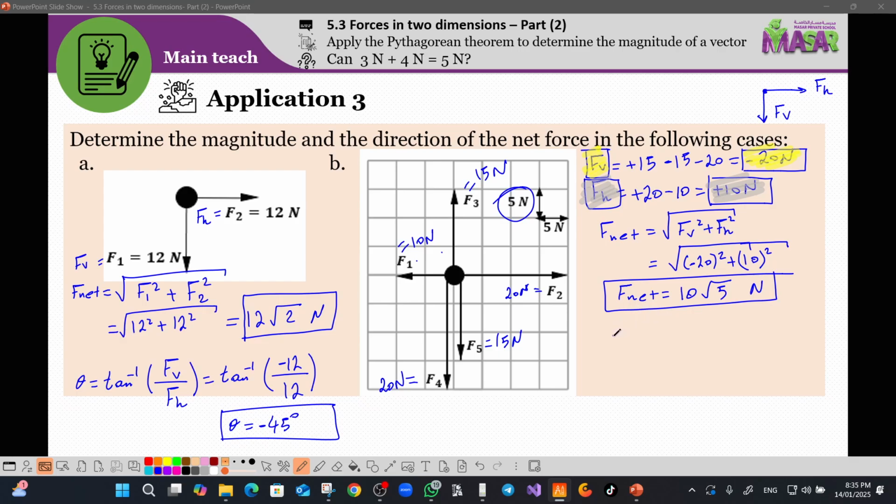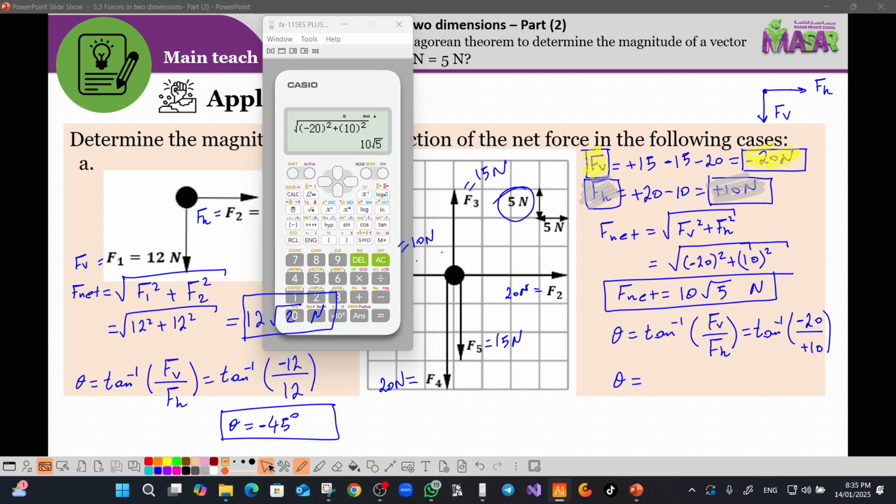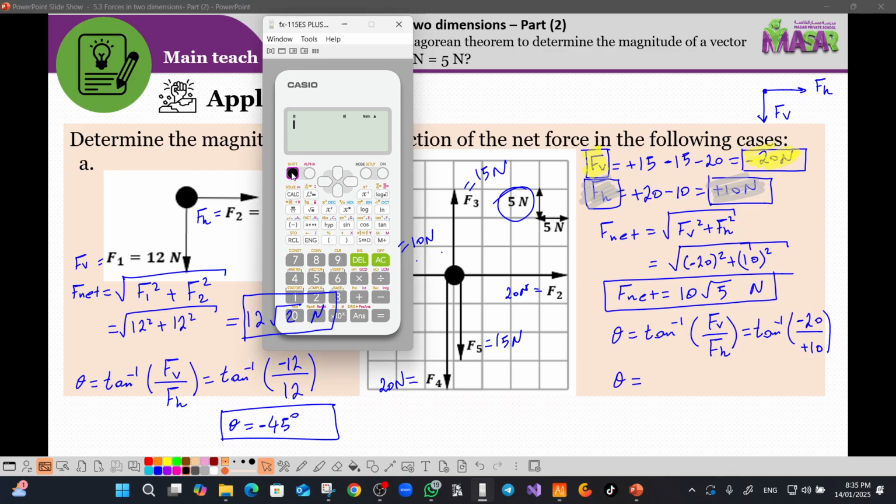Now we need to determine the direction. The direction can be found using this formula. Theta is equal to tangent inverse of FV over FH, which is equal to tangent inverse. The FV is given by minus 20, the FH plus 10, and the angle is, so let me write here shift tangent. So tangent inverse of minus 20 over 10, and the answer is minus 63.43.